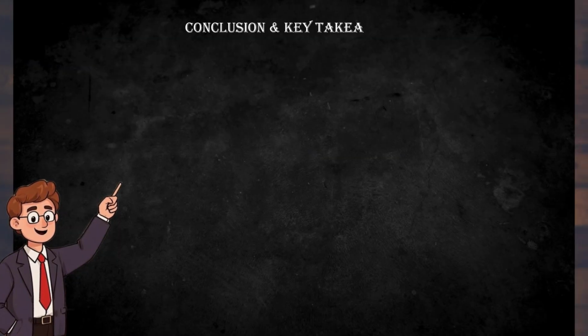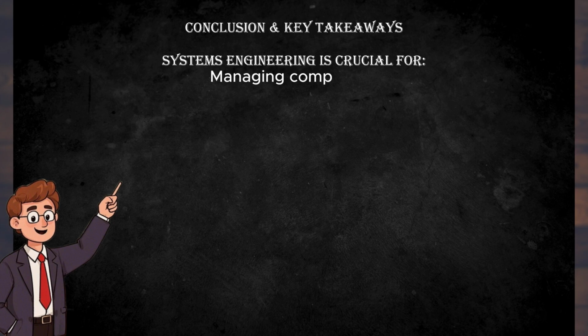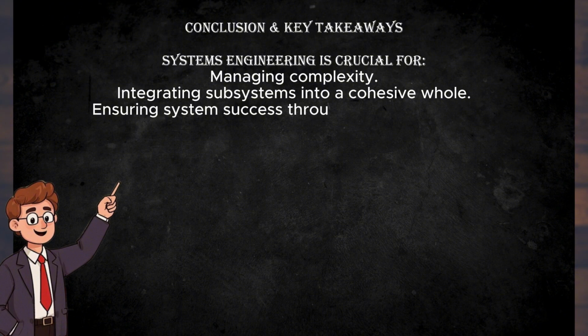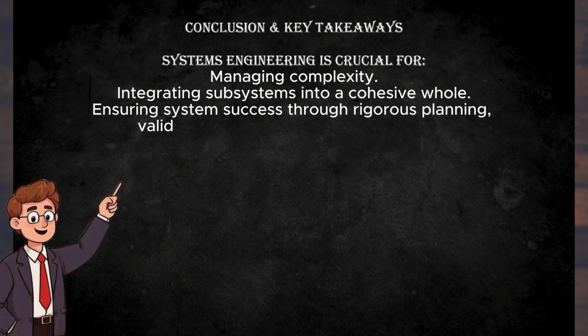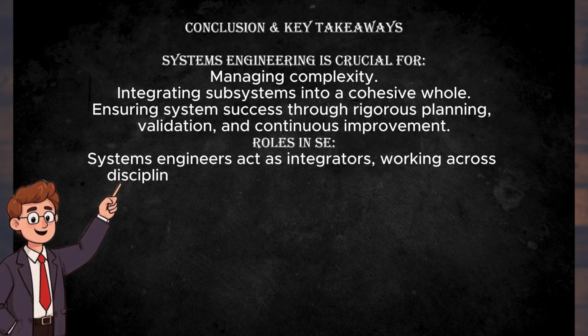Conclusion and key takeaways. Systems engineering is crucial for managing complexity, integrating subsystems into a cohesive whole, ensuring system success through rigorous planning, validation, and continuous improvement. Roles in SE. Systems engineers act as integrators, working across disciplines to meet user needs and project goals.